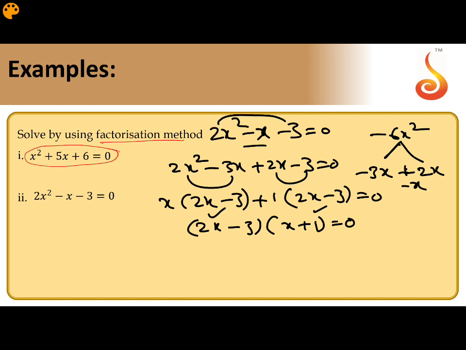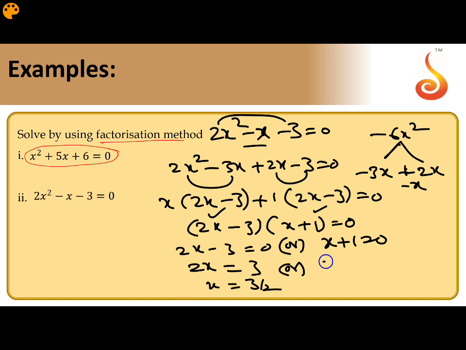So clear? So these are the factors we got. Now solve for x. 2x minus 3 equal to 0 or x plus 1 equal to 0. So 2x equal to 3 and x equal to 3 by 2, or here x equal to minus 1. The roots are 3 by 2 and minus 1. So understand?